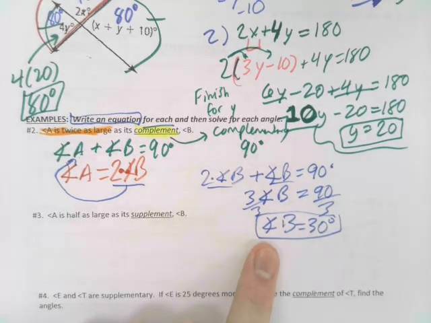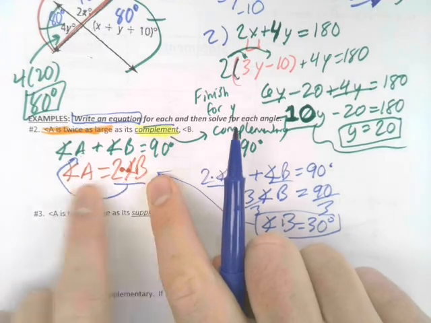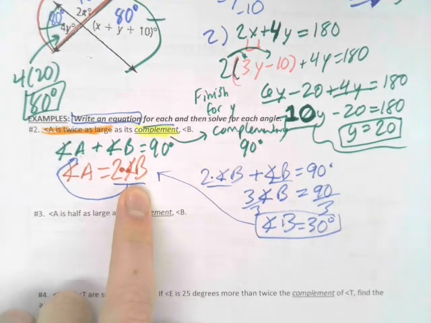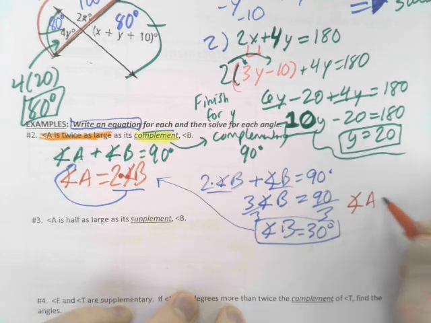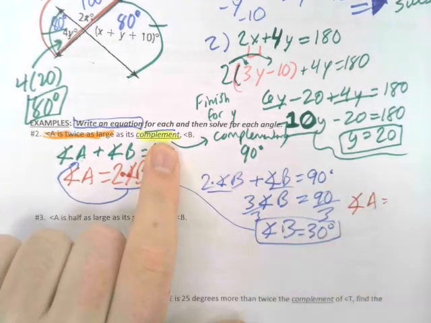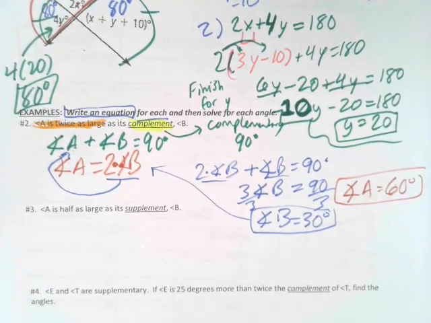And here's where it gets easy, because you know if angle B is 30 degrees, you just plug that back in for trying to find angle A, and you just double it. So angle A is going to be double that, plus we know they're complementary, so they have to add up to 90. So angle A is going to be 60 degrees.